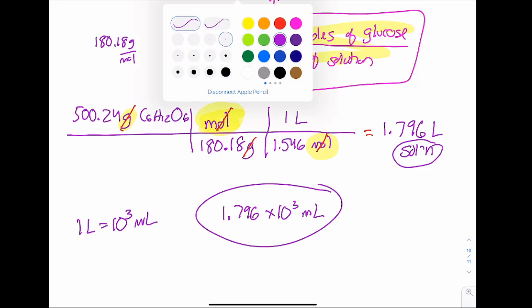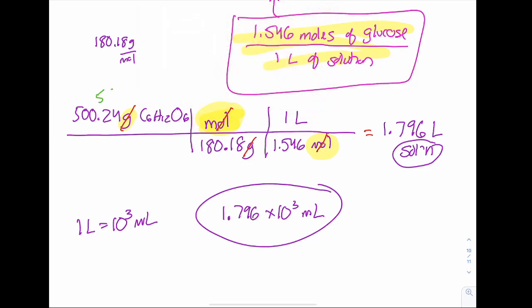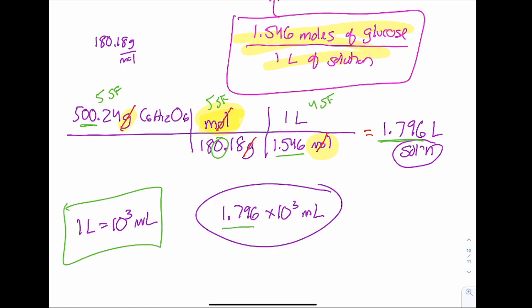Significant digits. This is 5. These zeros count because they're between non-zero digits. This is also 5, right? This 0 counts. And then this one is 4. So I wanted 4 in my answer. This is exact, so I still just want 4 in my answer.